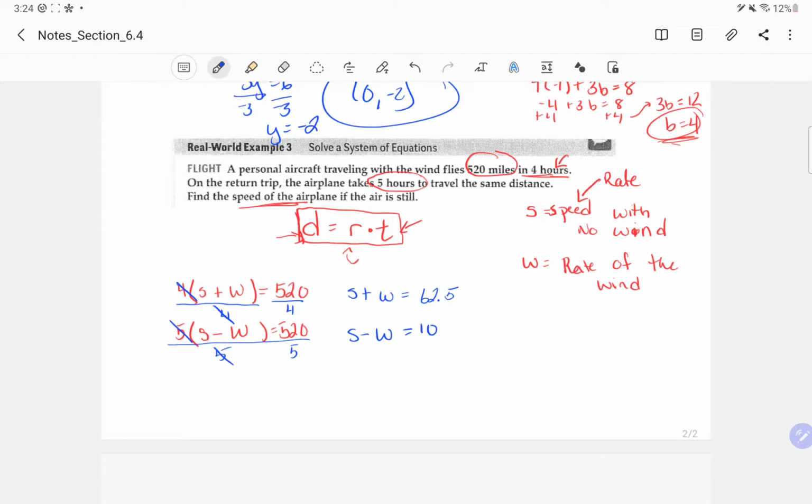520 divided by 4 is 130, not 62.5. I typed in 220, not 520. And then 520 divided by 5 is 104. Okay.